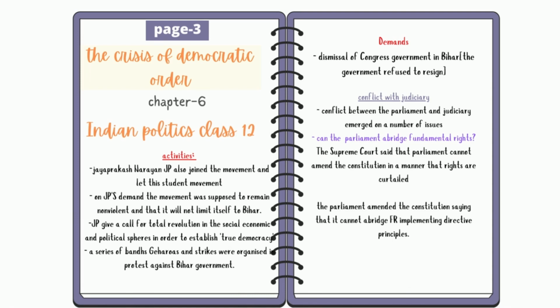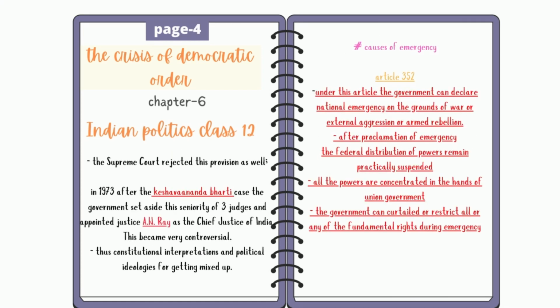Conflict with judiciary. Conflict between the parliament and judiciary emerged on a number of issues. Can the parliament abridge fundamental rights? The Supreme Court said that parliament cannot amend the constitution in a manner that rights are curtailed. The Parliament amended the constitution saying that it cannot abridge fundamental rights. These FR, fundamental rights, implementing directive principles. The Supreme Court rejected this provision as well.